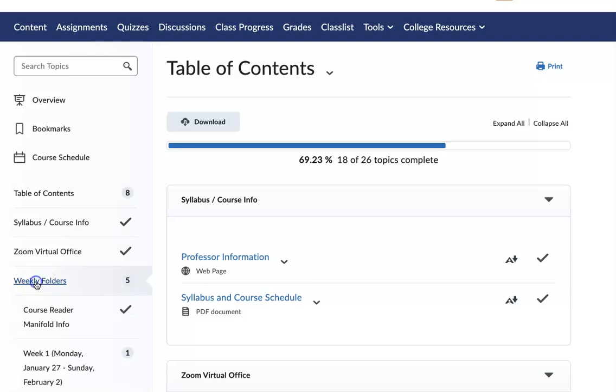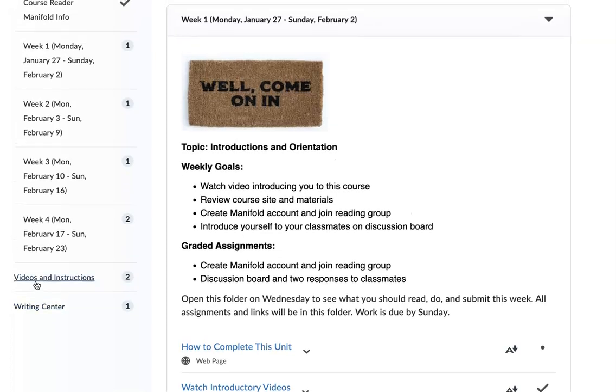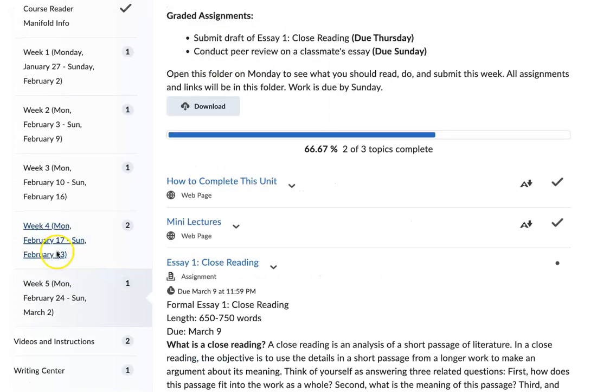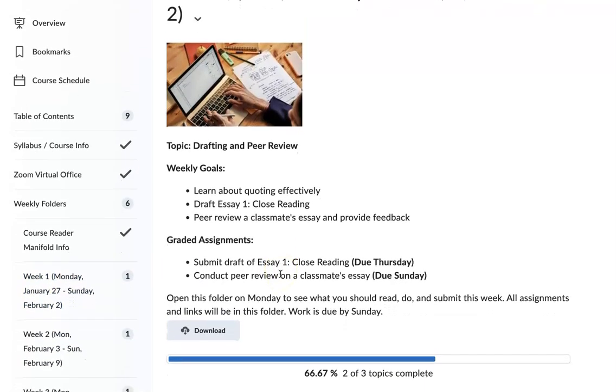So if I click on weekly folders here and scroll down, we can click on week 5. And so you can see the learning goals for this week are to learn about coding effectively, to draft your first essay, and to peer review a classmate's essay.